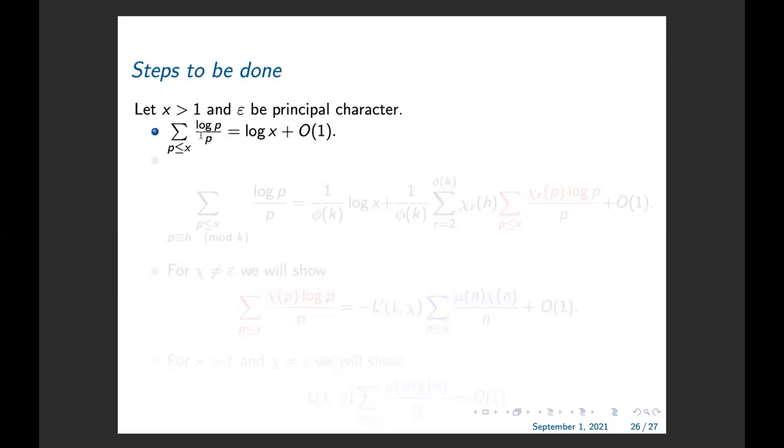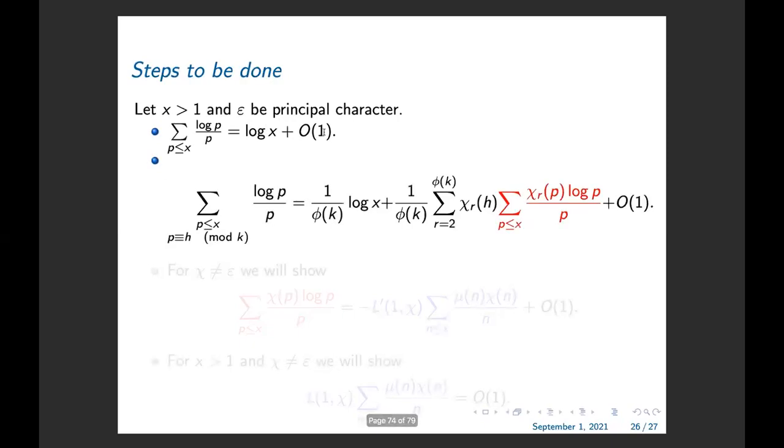We have seen in one of our slides that this partial sum of log p over p, where the sum is over all primes which are less than or equal to x, is log of x plus big O of 1. So this we have already proved.